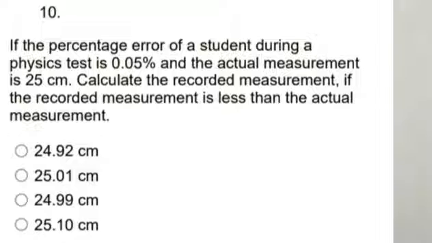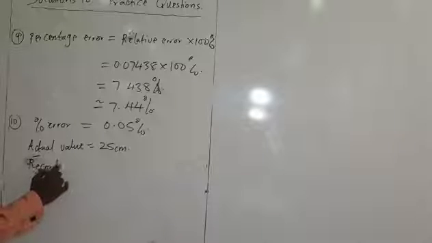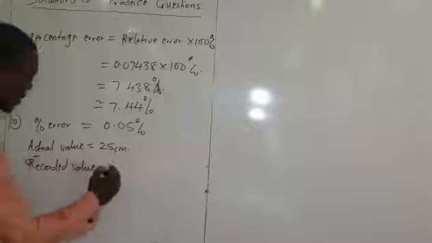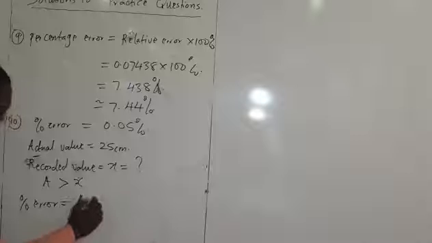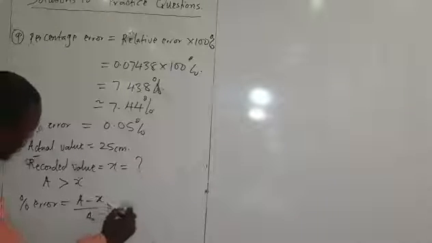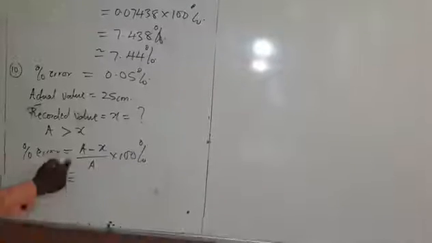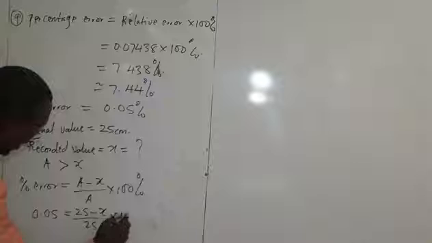We don't have the estimated or recorded measurement, so let me say the recorded measurement is X, which is unknown. But according to the question, the recorded measurement is less than the actual, which means actual is greater than recorded X. So in this case, we are using the percentage error formula. Percentage error equals actual minus recorded all over actual multiplied by 100%. So percentage error is 0.05, which equals actual 25 minus recorded measurement X all over 25 multiplied by 100 over 1.